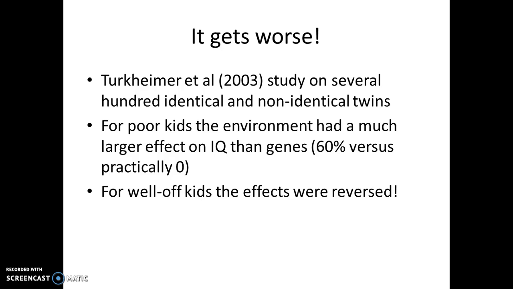But then if you broke it down into two groups by quality of life, basically the posh schools versus the rough schools, what you found was that for poor kids, the environment had a massive effect on their IQ. 60% of their performance was accountable by the environmental differences between the kids, whereas genes had practically no effect. For well-off kids, it was the opposite. Genes showed a substantial effect, whereas the environment showed a very small effect.